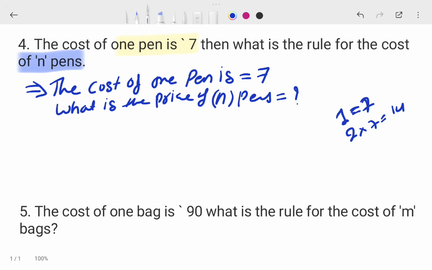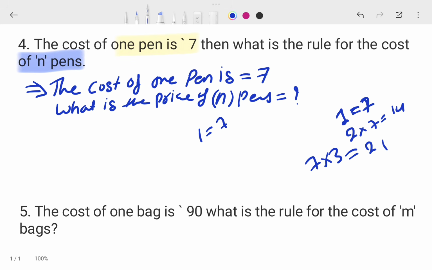So you will say, sir, one pen costs 7 rupees, and if you need 3 pens, so 7 into 3, it is going to be 21 rupees. Suppose you are going to a shop and you ask what is the price of 1 pen, and the shopkeeper says the price of 1 pen is 7 rupees. So you say, okay, give me 10 pens.